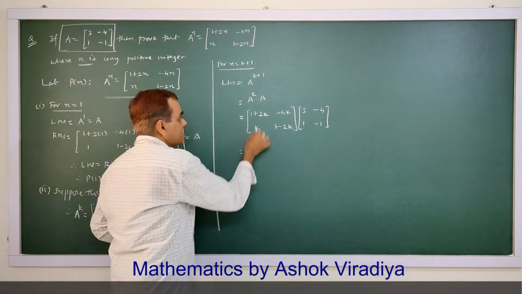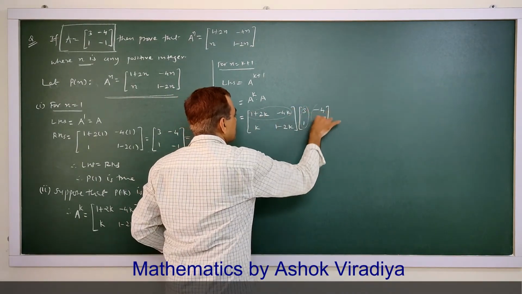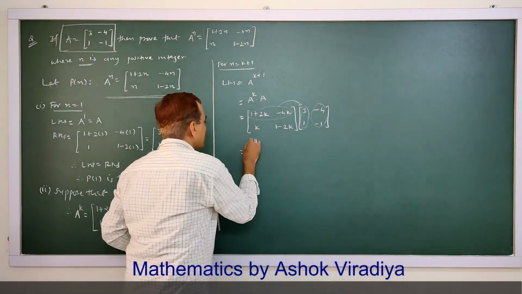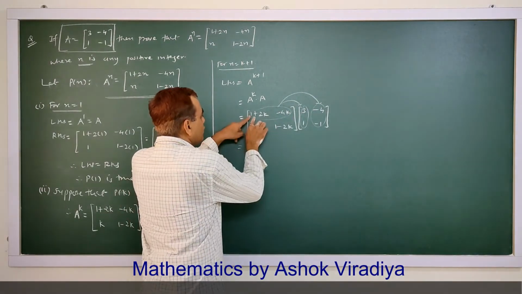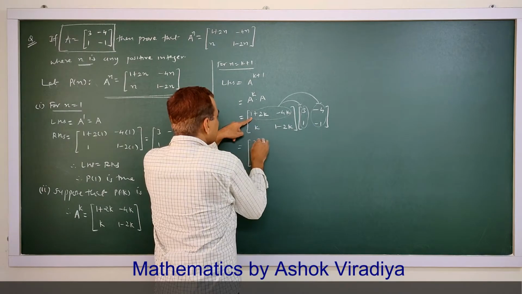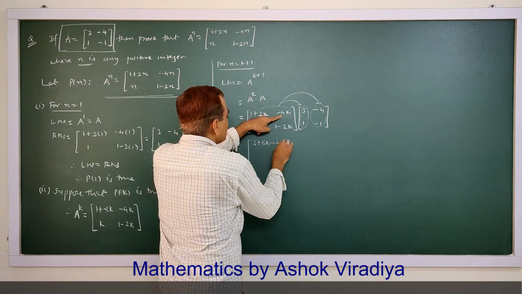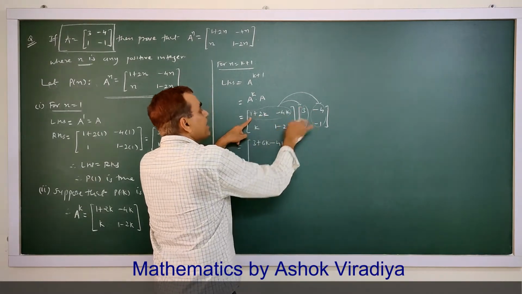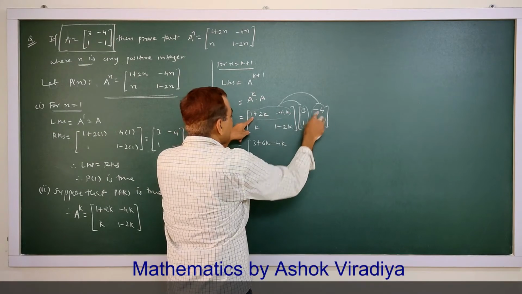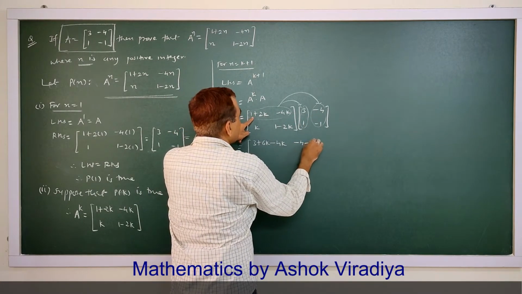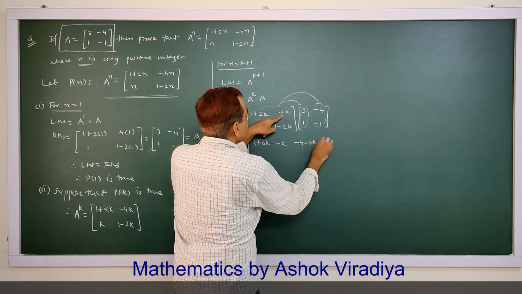Now multiplying these matrices. See, first row multiplying with first column: 1 plus 2k into 3, that is 3 plus 6k, plus product of these two numbers. So this is multiplying with first column. Now with second column: multiplying this with minus 4, minus 8k, plus product of these two numbers, that is plus 4k.